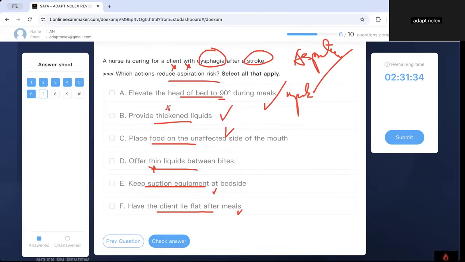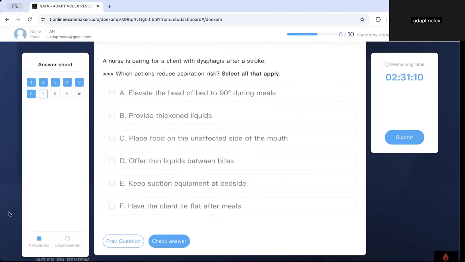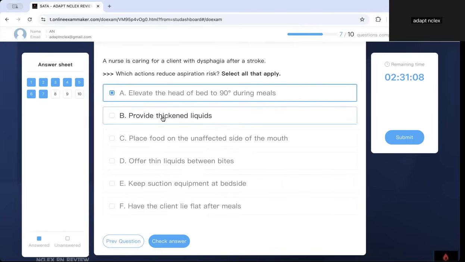Now, if I'm giving you a thick liquid, why would I have to give you thin liquid? Whether you're eating or not, after meal, after bite, this is a bad problem. They're going to aspirate. Keep suction equipment at bedside. I'm worrying about aspiration. Why would I put you in the flat position after you eat? You're going to aspirate. Select all that apply, and master it.